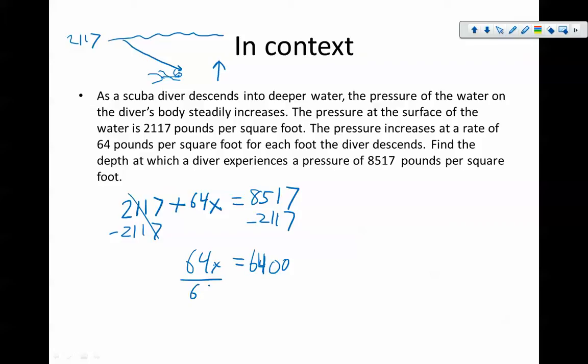So I'm going to undo it by dividing by 64, which cancels on the left. And then on the right-hand side, we got to say how many times does 64 go into 6,400? Well, that's really nice because if there's two zeros over here, that must be 100. So it's 100 feet. So we go down 100 feet in order to experience a pressure of 8,517 pounds.